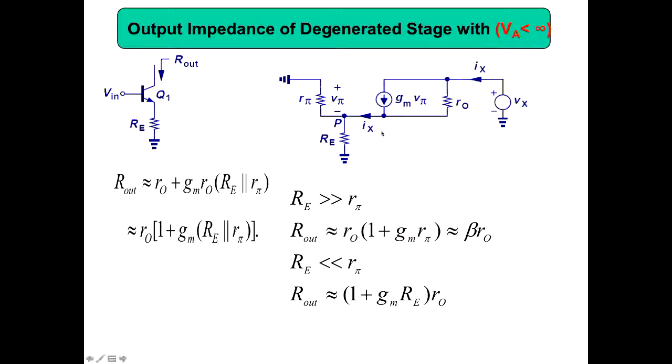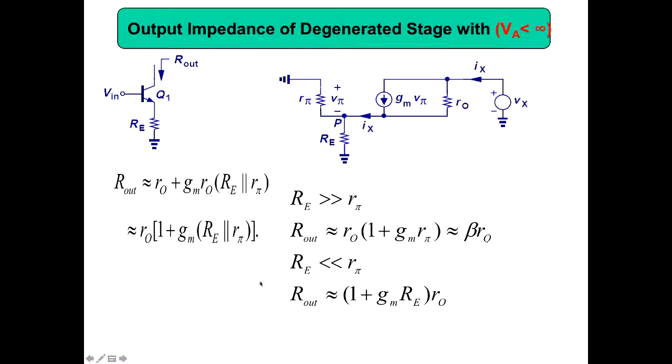And then we have a couple of cases. When Re is much greater than R pi, what will happen? Re is a very big value, so this term will go and R pi will stay there. So you get RO times 1 plus gm R pi, which is approximately equal to beta times RO. Why? Because gm equals beta by R pi.